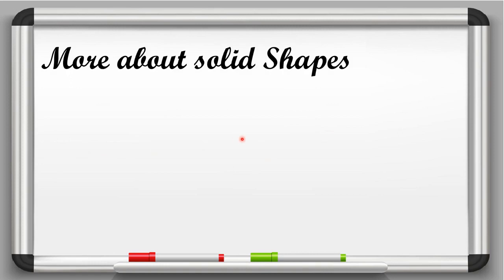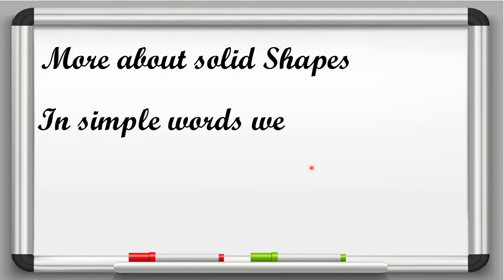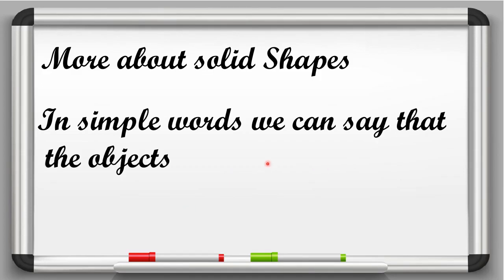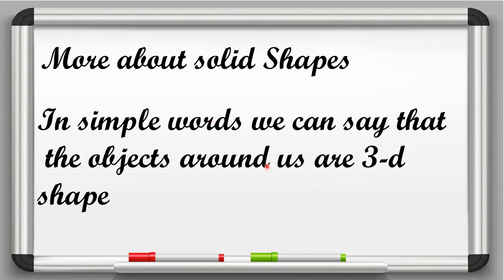Now more about solid shapes. In simple words, we can say that the objects around us are 3D shape objects. Okay beta? The objects that are around us, all objects are of 3D shape. Understood?